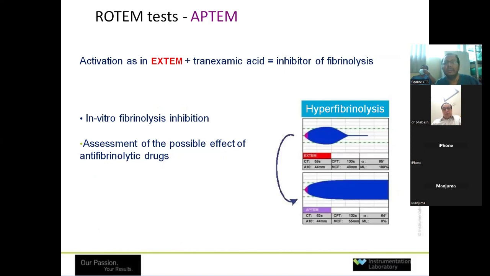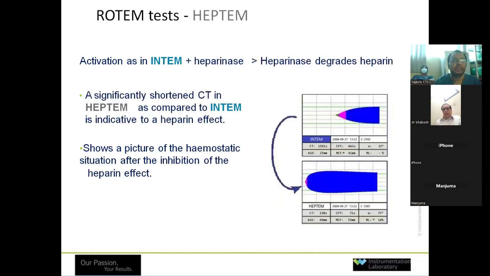This is actually the APTEM, where we can see that the fibrinolysis is happening, and the in vitro fibrinolysis inhibition, the assessment of the possible effect of an antifibrinolytic drug. The upper graph is showing that there is a hyperfibrinolysis, and when we apply the antifibrinolytic drugs, the graph downwards is coming towards normal. So we can also assess when and how to use the antifibrinolytic agents here.